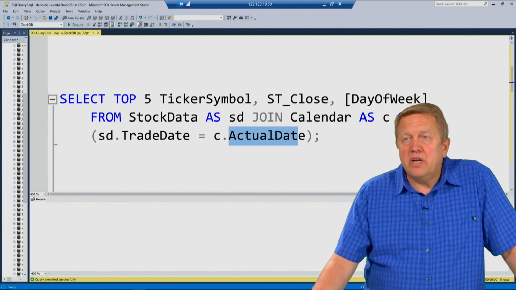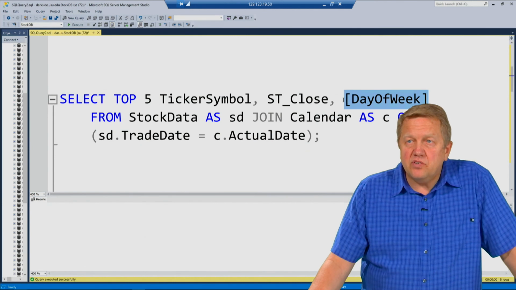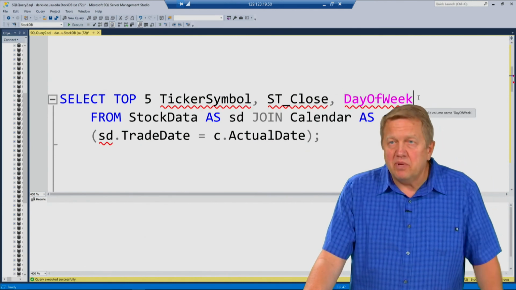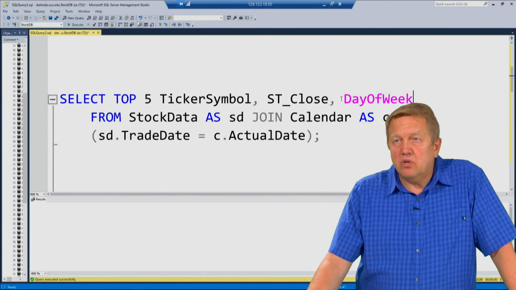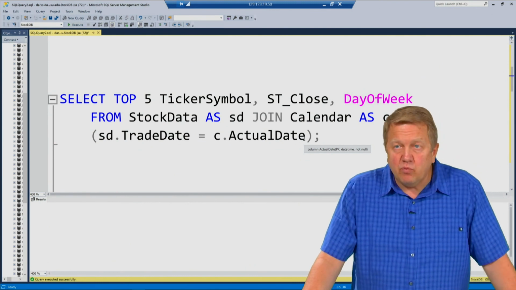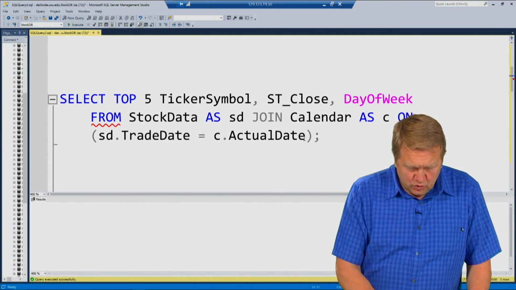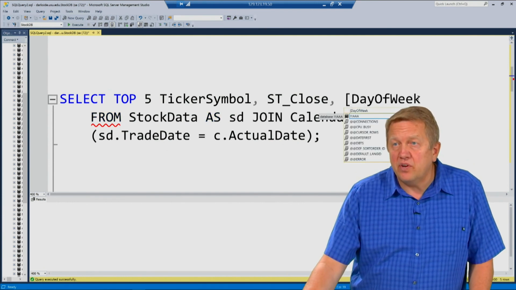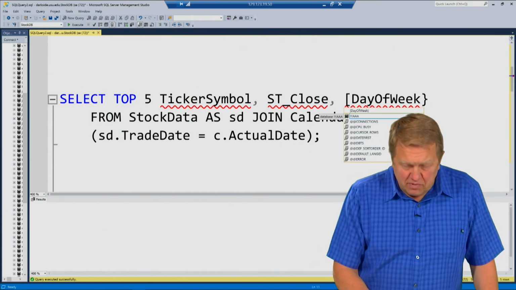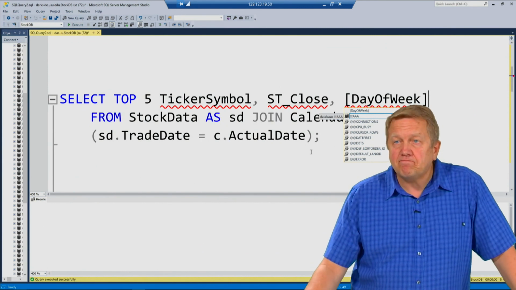One other note, you might notice that I put brackets around day of week. It'll still work without them, but you'll notice it turns color because when we made the calendar table, we gave a column a reserved word. Day of week is actually a SQL word. So to get rid of that, we just put square brackets around it, and it knows that day of week either has to come from the calendar table or the stock data table.